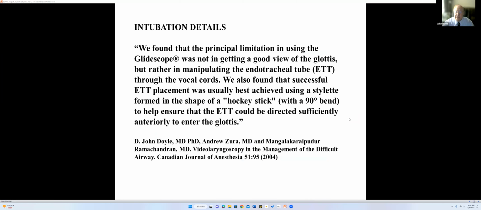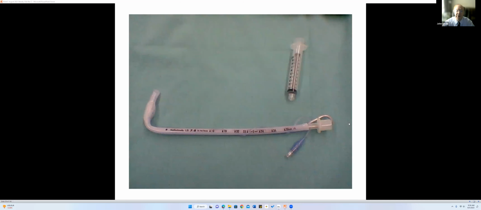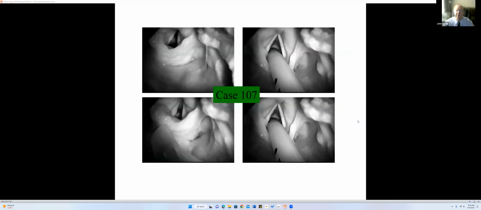Here is a comment that we produced shortly after we got experience with video laryngoscopy using the GlideScope. We found that successful endotracheal tube placement is usually best achieved using a stylet formed in the shape of a hockey stick, a 90-degree bend, to help ensure that the endotracheal tube would be sufficiently anterior to enter the glottis. And so here is how we would customarily use a stylet to configure the endotracheal tube in this way.